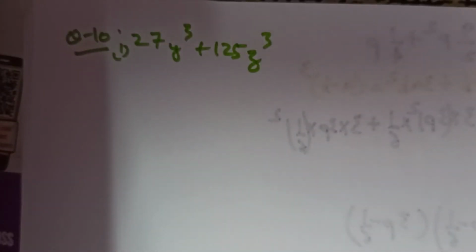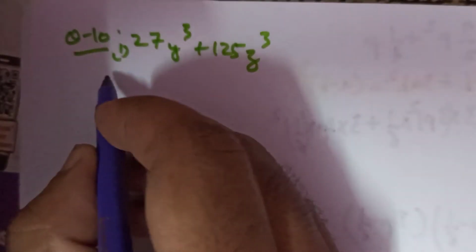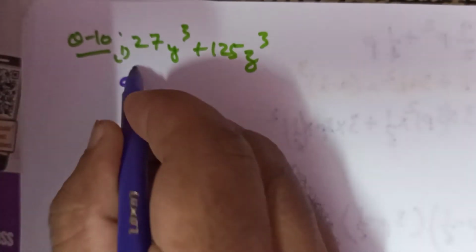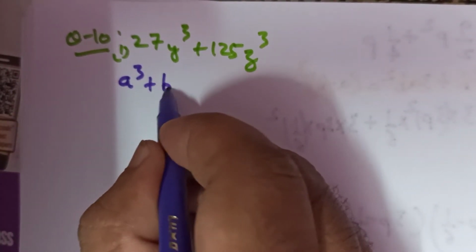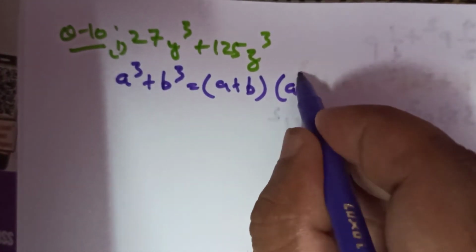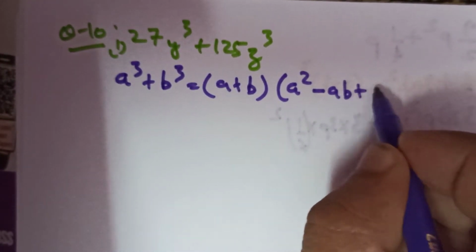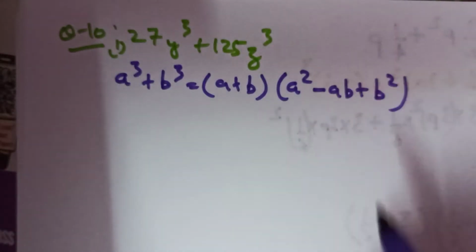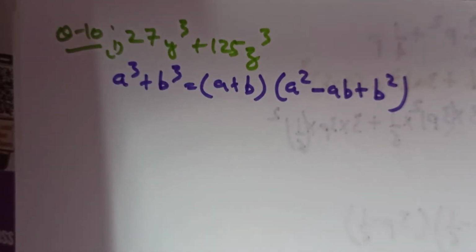So question number 10, part number 1, that is 27 y cube plus 125 z cube. So clearly we have to apply the same identity, that is we know by the identity that a cube plus b cube equals a plus b into a square minus ab plus b square. So here we will see what is a and b.